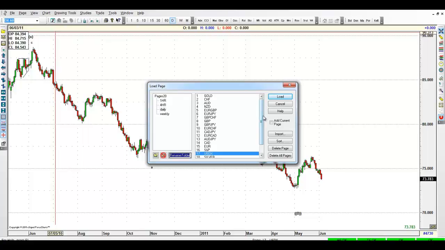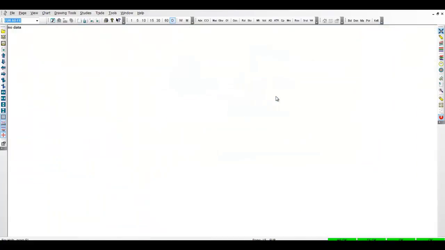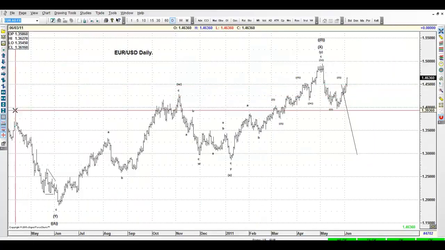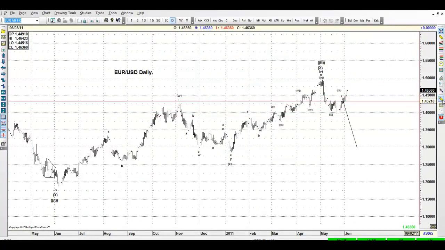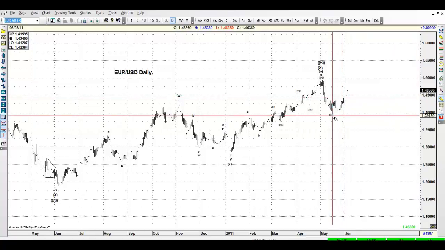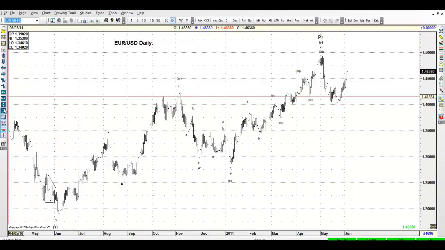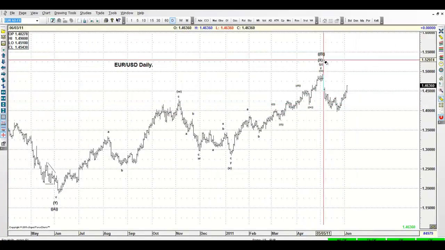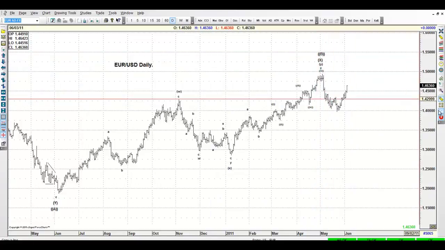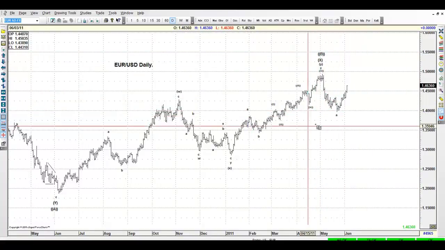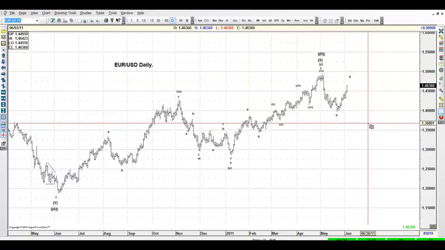This is because it's the weekend video, we're going to cover most of the weekly counts. Let's start with the euro here. The euro, we are still labeling this as the end of B, but we changed and we put this as A, and we are in the B wave.